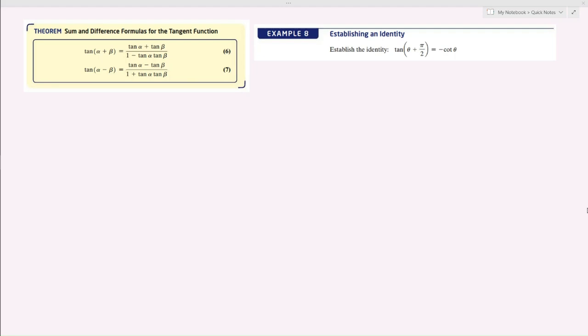All right, let's take a look at another identity here that we're going to try anyway. So if I take the tangent of theta plus pi over 2, and I try and use this sum formula for tangent, I'm going to get tangent of theta plus tangent of pi over 2. And we can stop right here because this is undefined, right? Y over x would be 1 over 0 at that location.